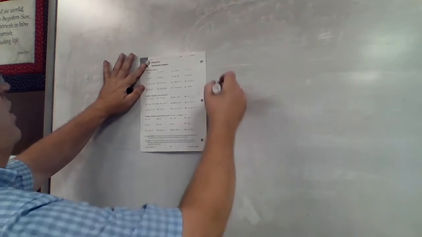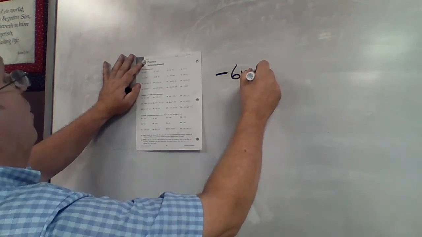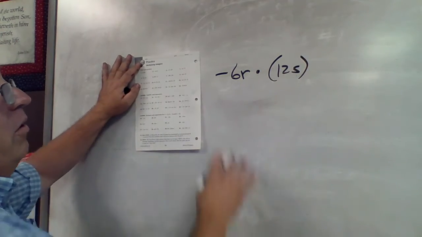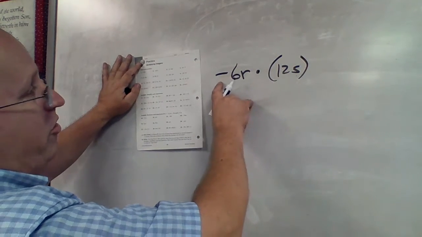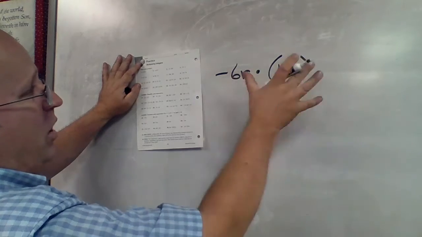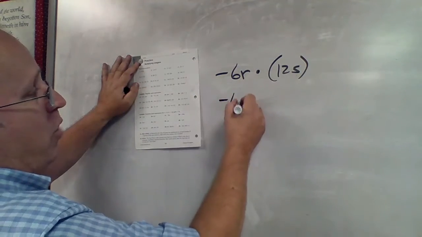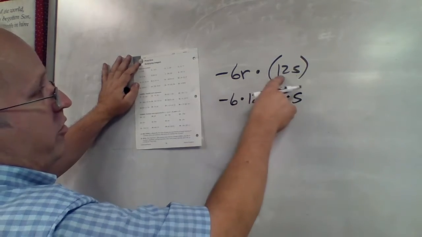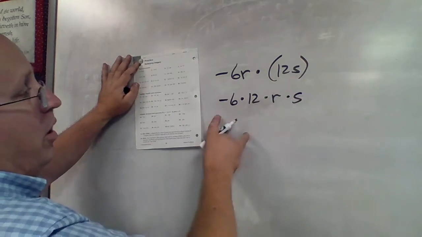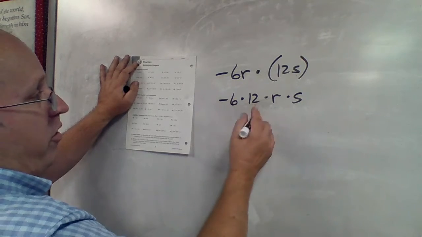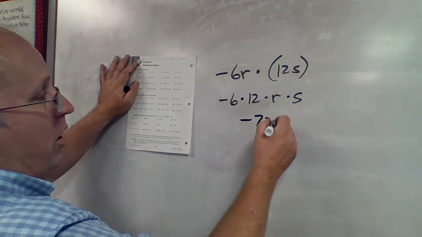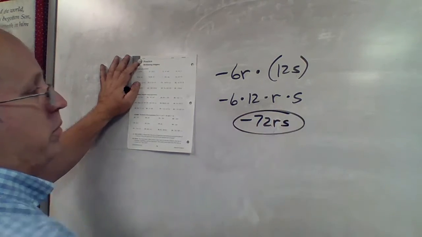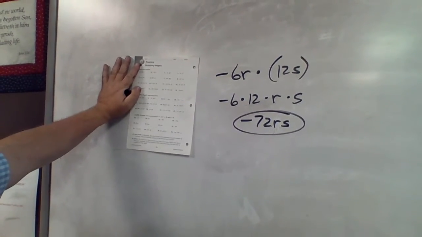How about something like this? Negative 6 times r times 12 times s. No big deal. Just realize this is all multiplication here, and we can rearrange this any way we want. So I'm going to rearrange it like this: negative 6 times 12 times r times s, just to get things in order. This is negative 72. And what do we have left? Times r times s. Done. That's the final answer.